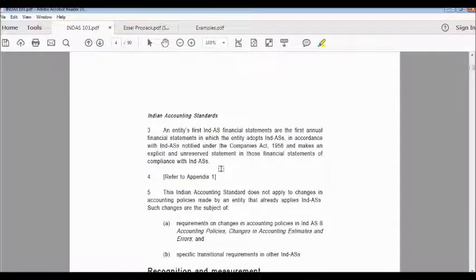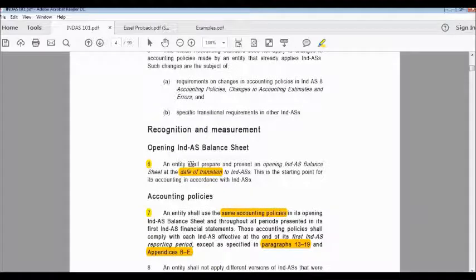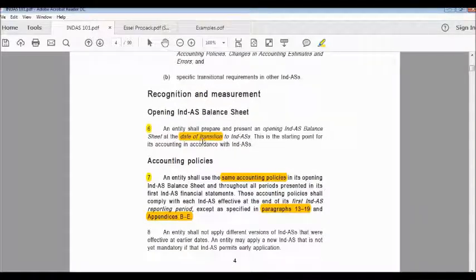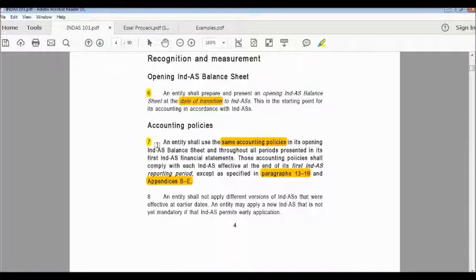Back to the standard. This standard says an entity shall prepare and present an opening Ind AS balance sheet at the date of transition to Ind AS, and paragraph number 7 says an entity shall use the same accounting policy in its opening Ind AS balance sheet and throughout all periods presented in its first Ind AS financial statements. So the accounting policy should be the same, and once you adopt it, it should be used throughout all periods presented in its first Ind AS financial statements.